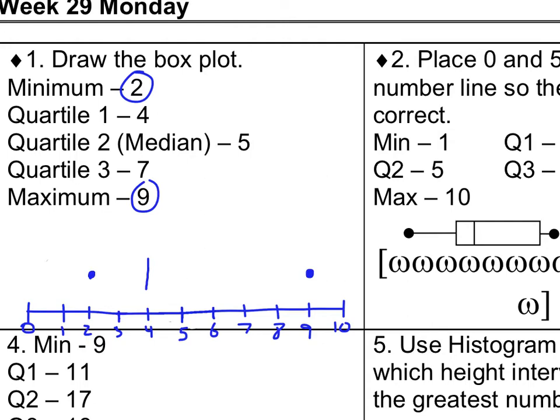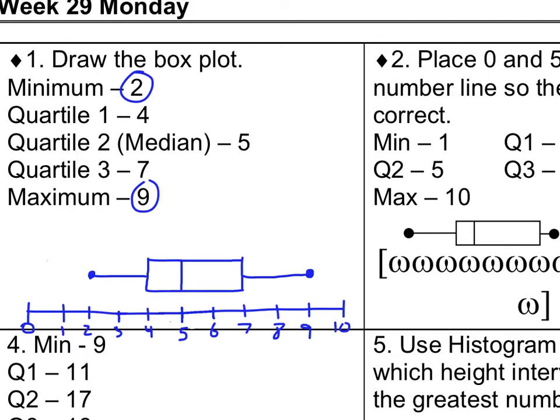My median is 5, that's my quartile 2. And then my quartile 3 is 7. Now I draw a box around my quartiles, and then I connect my dots. And there's my box and whisker plot. Sometimes they call it box and whisker plot. And these are the little whiskers that come off.